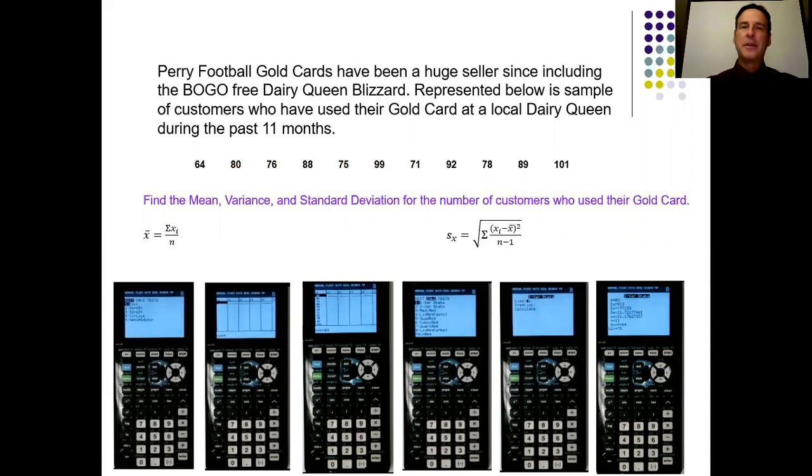I'm asking for three things here. I want the mean, I would like the variance, and I'd like the standard deviation, for the number of customers who use the Gold Card. Now, here's what we're gonna do. We're first gonna talk about the mean.